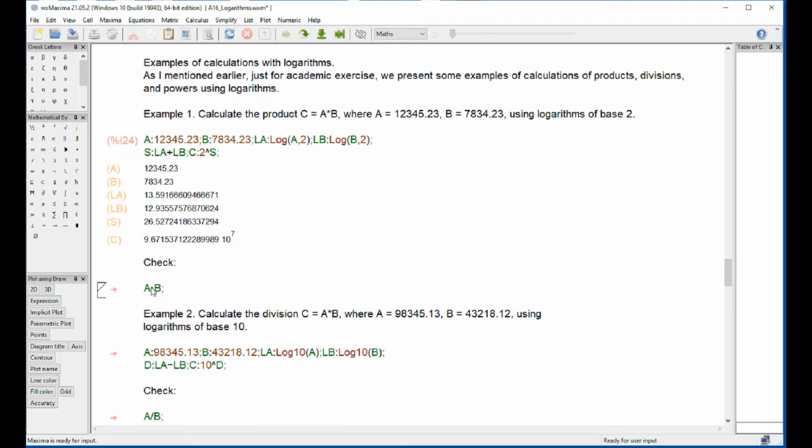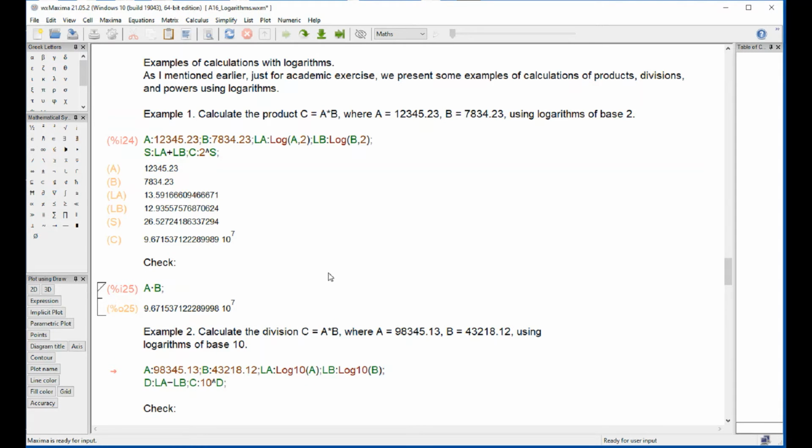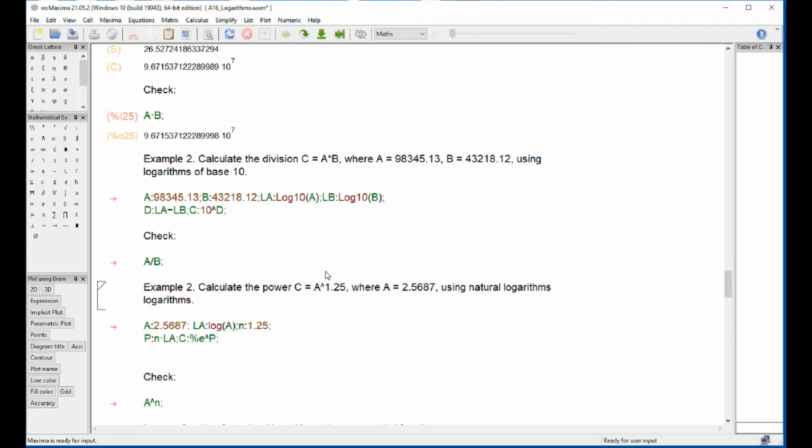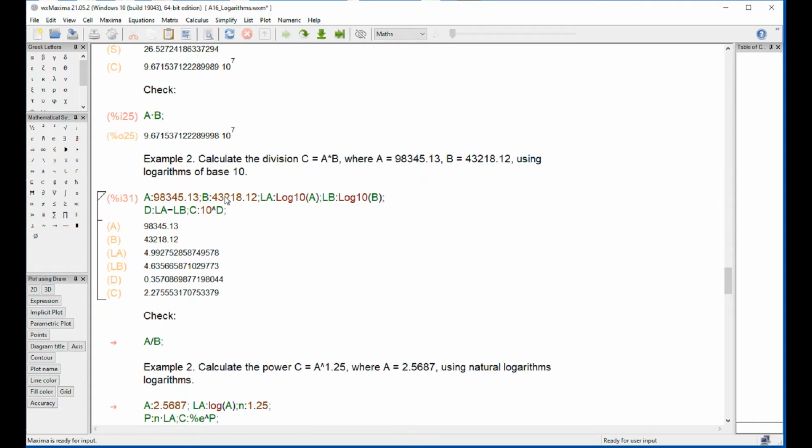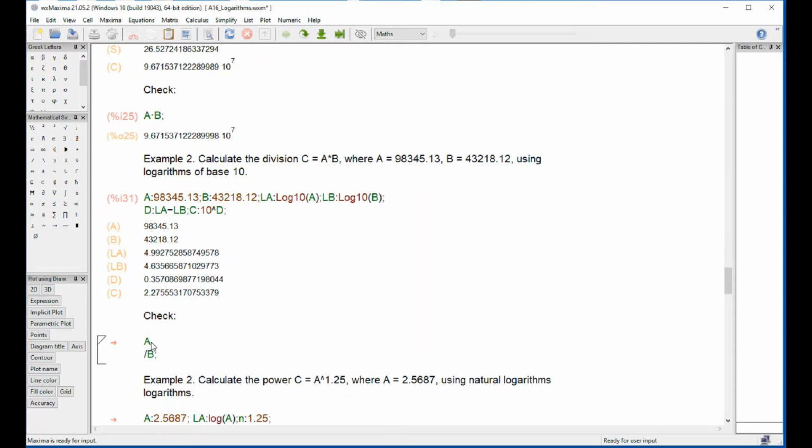And if we do the product, we obtain the same result. Example 2, calculate the division. Again, you can follow this is base 10, and then we have to use 10 to the d. D is the subtraction of that. Checking with the direct solution to get the same result.